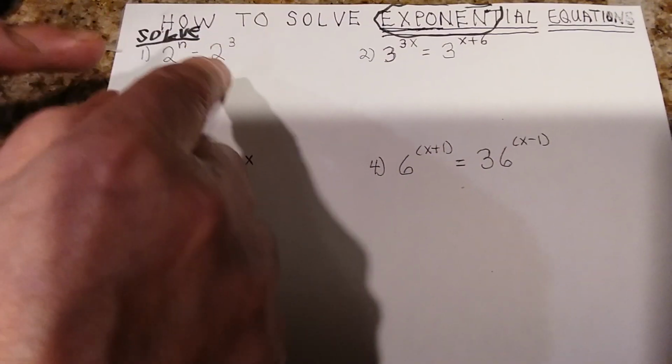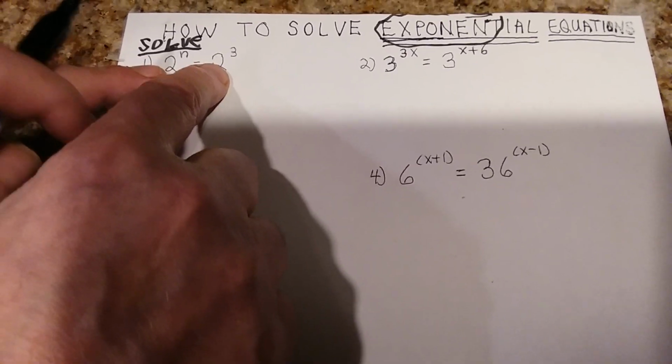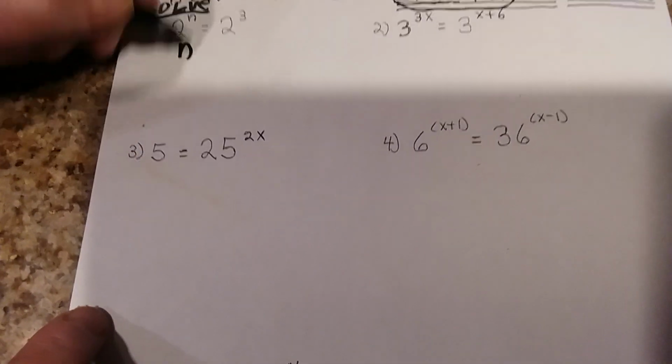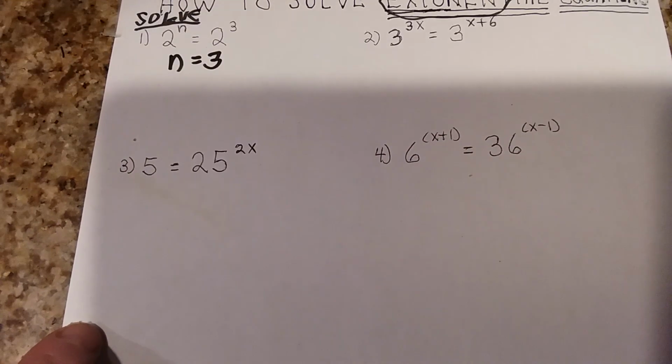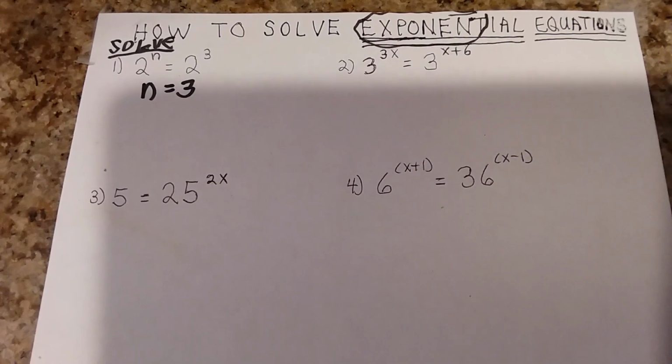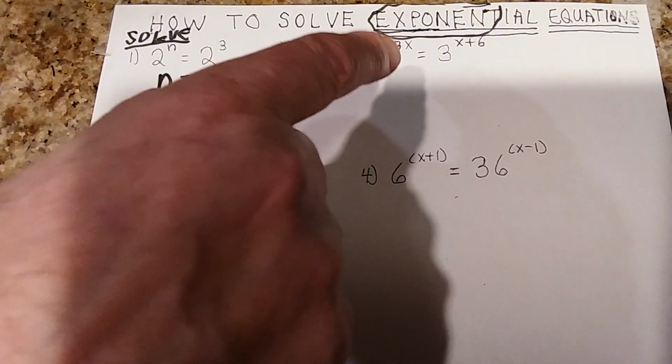So as soon as you look at it and you see the bases are the same, you know the exponents have to be the same. Otherwise, this wouldn't be equal. So n equals 3. Very easy. Okay? But you're not going to get problems that easy. They're going to get a little progressively harder. So let's go to the second one right over here.